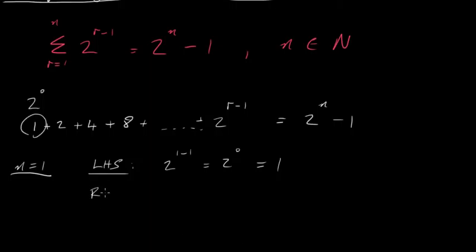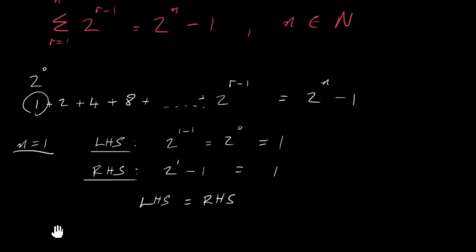On the right hand side, when n is 1, we get 2 to the power of 1 minus 1. So n here in this case is just 1. 2 to the power of 1 is 2, so 2 minus 1 is 1. So we see here that the left hand side will be equal to the right hand side. So we can see here that the proposition, we'll call it P for proposition, is true when n is 1. So that's the first thing you need to do in any of these proofs by induction.